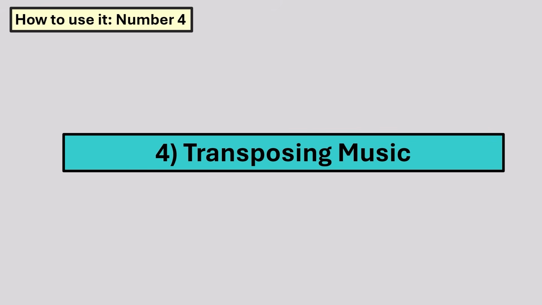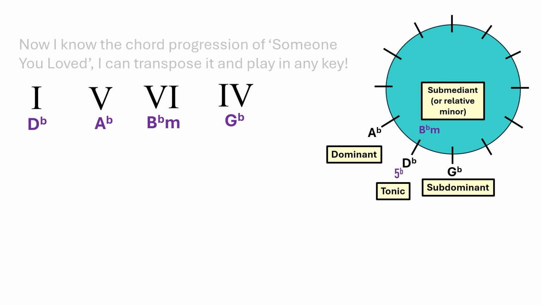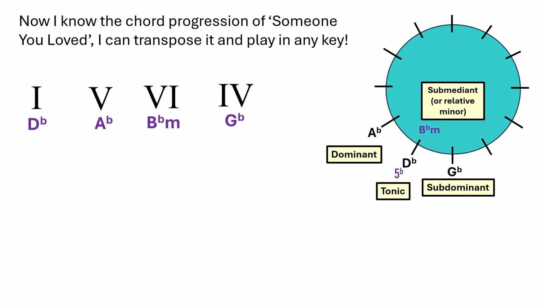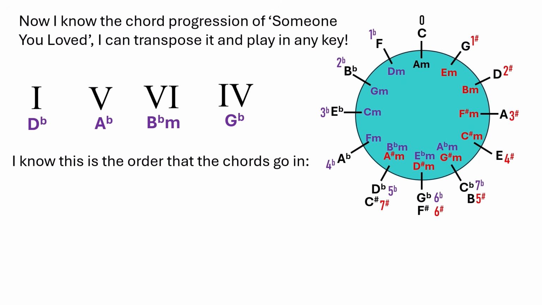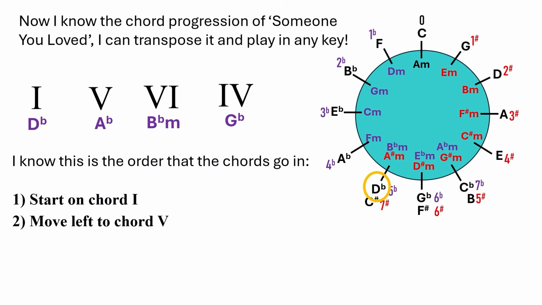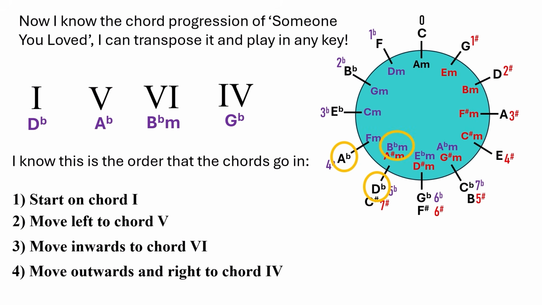Now let's have a look at using the circle of fifths to transpose music. Now I know the chord progression of Someone You Loved, I can transpose it and play it in any key. I know this is the order that the chords go in. It starts on chord 1, it moves left to chord 5, it moves inwards to chord 6, and then it moves outwards and right to chord 4.